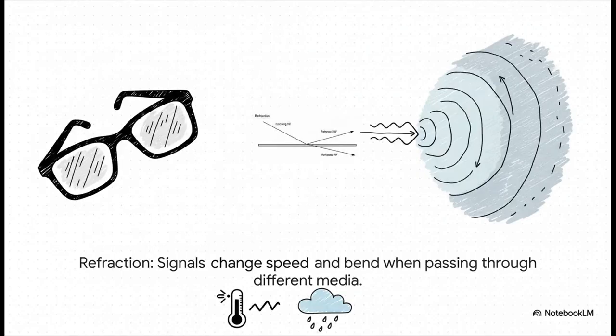Then you've got refraction. This is what happens when a signal passes from one type of material into another that has a different density. When that happens, it actually changes speed and bends. I mean, if you wear glasses, you're using this very principle to bend light. For radio waves, this often happens because of changes in the atmosphere, like temperature or humidity, which can totally alter a signal's path over long distances.